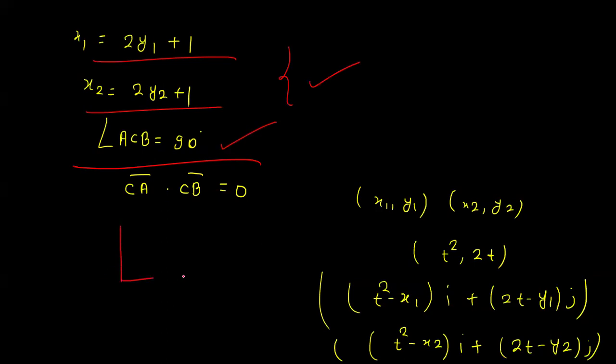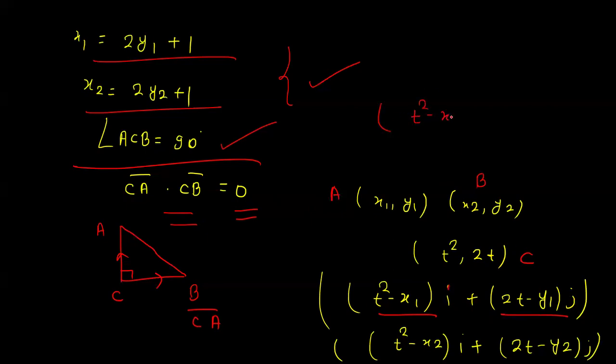So we can see that at A, B and C, this angle is 90 degrees. So the dot product of this vector with this vector is equal to 0 for this condition. If two vectors are perpendicular, then their dot product is 0. So this is the coordinate of A, this is the coordinate of B, this is the coordinate of C. So the CA vector we can find this way: t square minus x1 is the x coordinate, and 2t minus y1 is the j component. So our vector is (t square minus x1) i plus (2t minus y1) j.